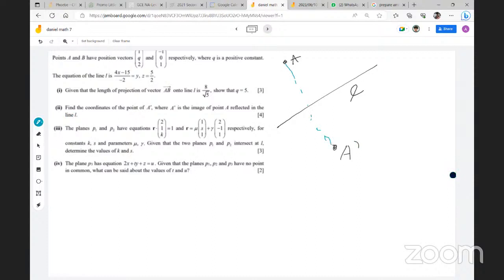So the general method of part 2 is something like this. I'm going to find this guy. This is called the foot. I don't know why it's called the foot. That is the shadow of A on line L. So if I find the foot, finding A prime will be so easy. My focus will be in finding the foot in order to find the A prime.